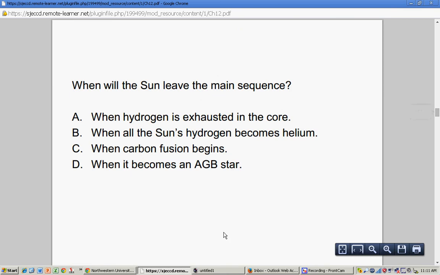So this is a question I would like you to answer, and that is part of your assignment. Okay, so what will happen with the sun when it leaves the main sequence? What is going to happen?